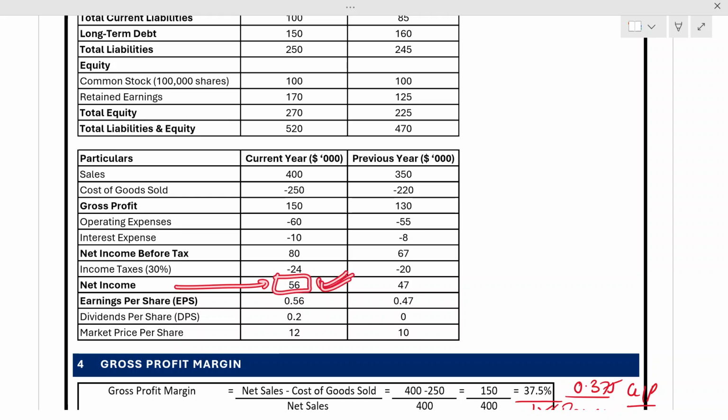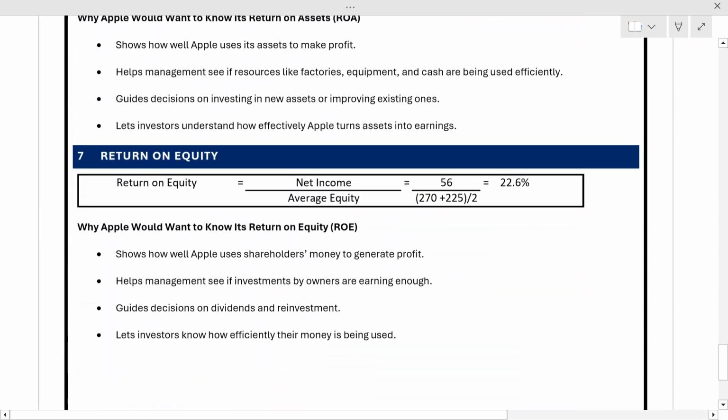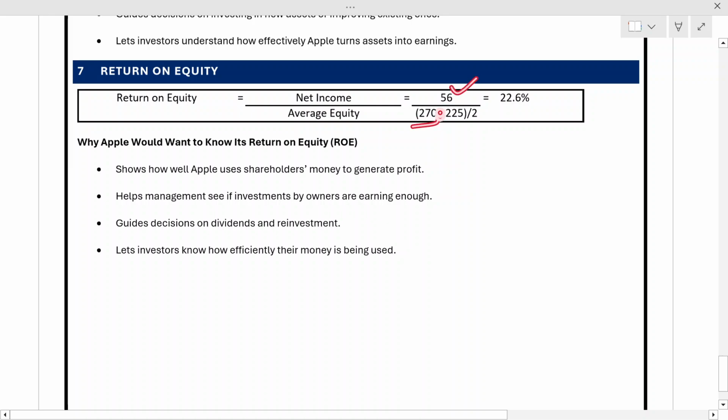Now this net income of $56 is being earned, but at the same time we need to know how much the equity shareholders will be getting from it, right? Because equity shareholders are the people who have invested the money in the company. So we will say the company has equity shareholders of $270, and by investing $270, the equity shareholders are earning a net income of $56. So what we will be doing is 56 divided by 270.